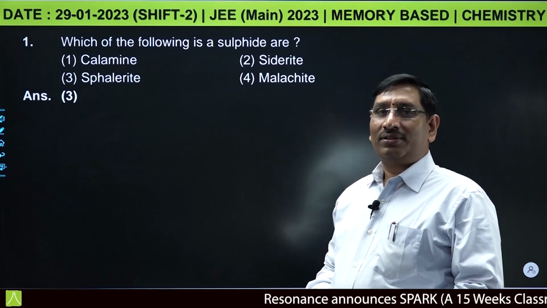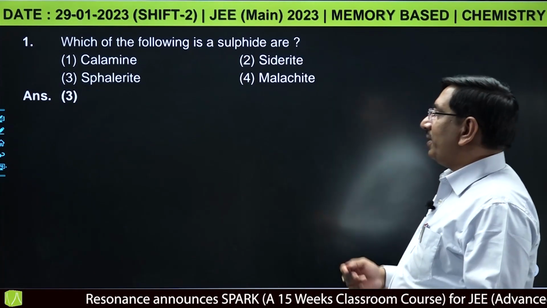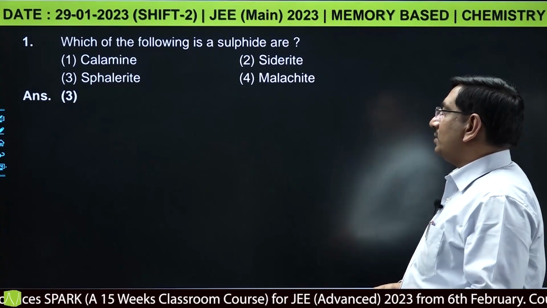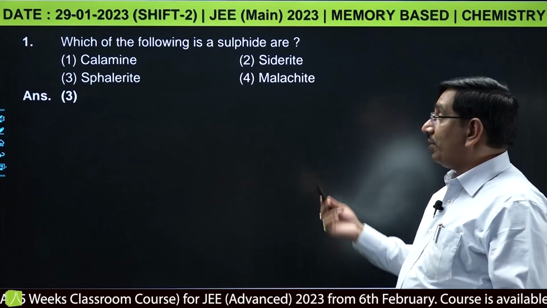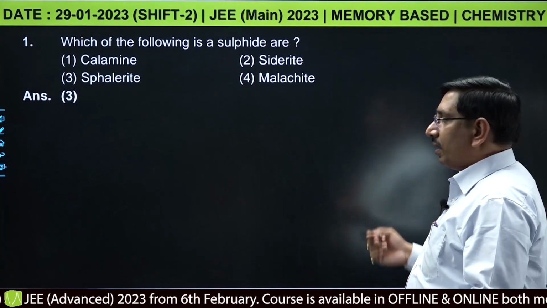आज 29th शिफ्ट 2 की पेपर हम देख रहे हैं, मेमोरी बेस्ड वाले पेपर. चलो देखते हैं फर्स्ट क्वेश्चन क्या मिला है. Which of the following is a sulfide ore? Options: Calamine, Siderite, Sphalerite, Malachite.